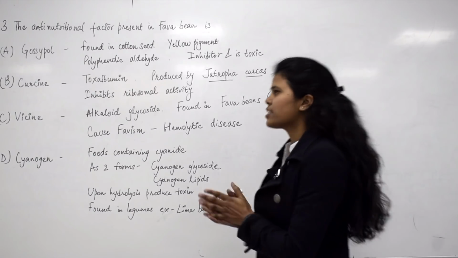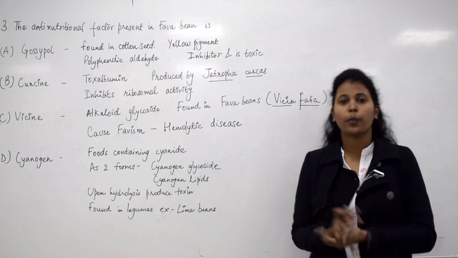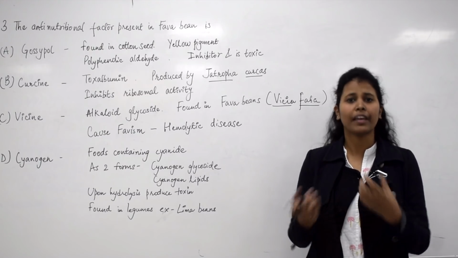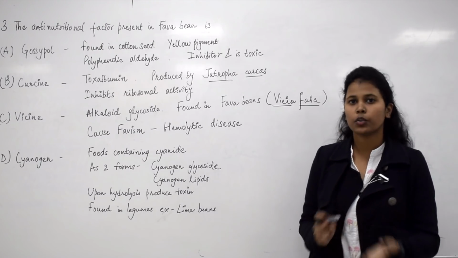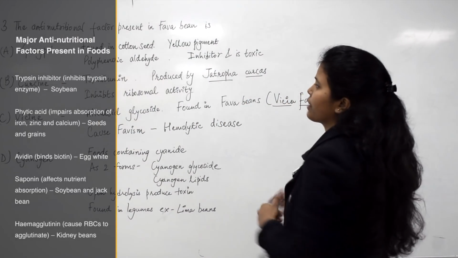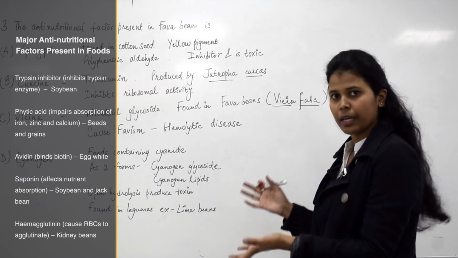So first of all, let us understand what are anti-nutritional factors. Anti-nutritional factors are those which, when present in food, inhibit or reduce the absorption or the availability of one or more nutrients. So they are obviously not wanted. All those four options given here are anti-nutritional factors present in various foods. Let's look at them one by one.